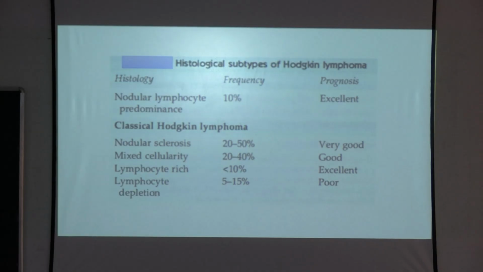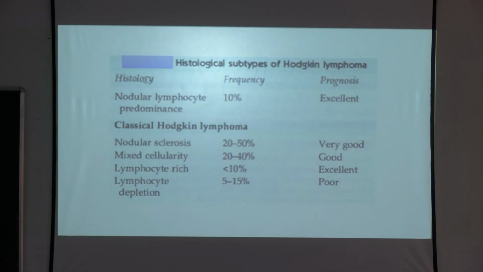This is the histological subtypes of Hodgkin's lymphoma. First, we can classify into classic Hodgkin's lymphoma and nodular lymphocyte predominant Hodgkin's lymphoma. In nodular lymphocyte predominant Hodgkin's lymphoma, the frequency is less, but the prognosis is very good, excellent. Other second variety is the classical Hodgkin's lymphoma. In classical Hodgkin's lymphoma, most common are nodular sclerosis and mixed cellularity type.